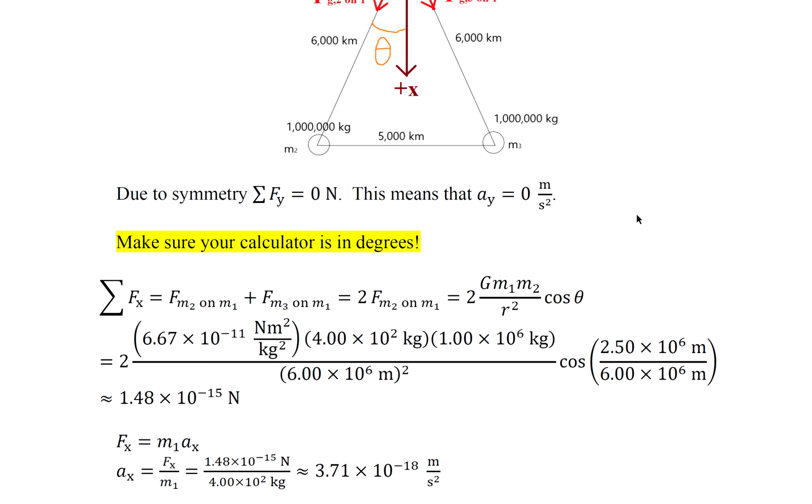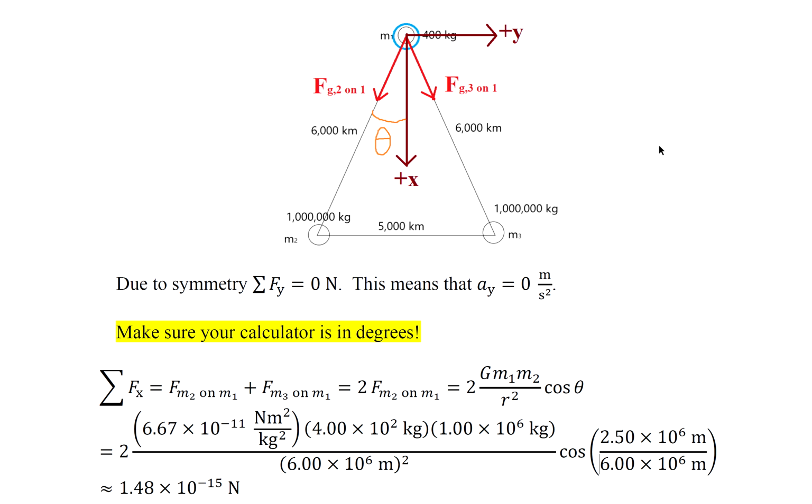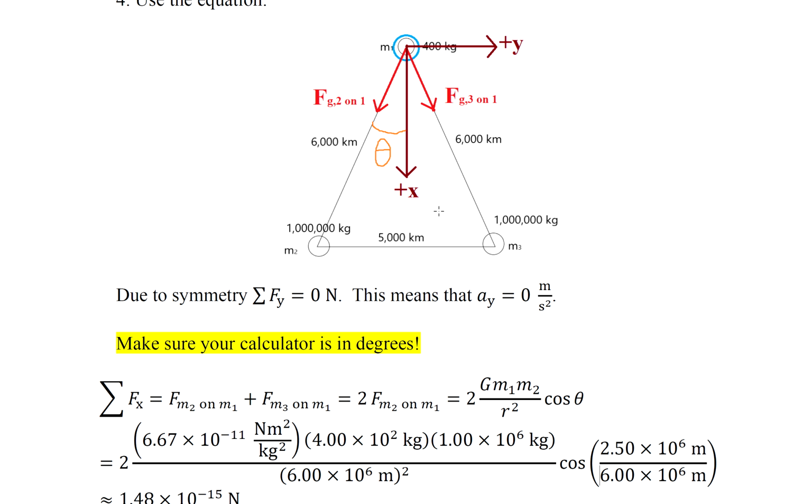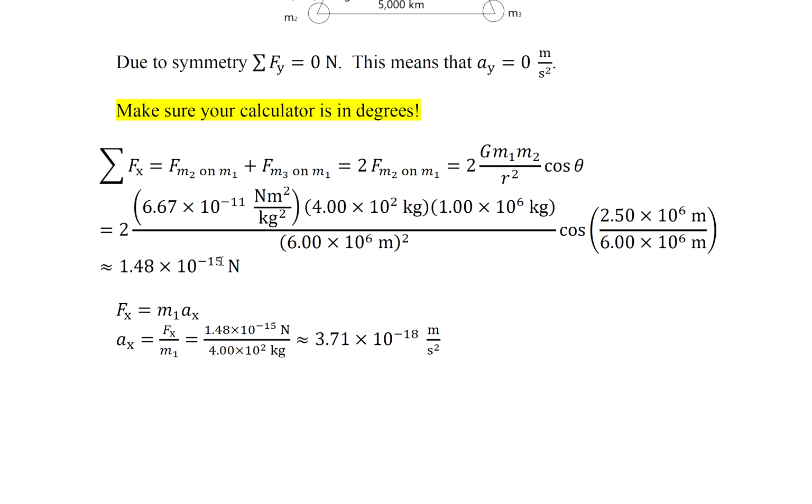So we're going to use trigonometry to find this relationship, cosine of 2.5 divided by 6. You can see that, right? Because this is a right triangle, becomes 2,500 kilometers. This becomes 6,000 kilometers. So this is sigma F. We know sigma F equals ma. We know what m is. So now we could solve for a.